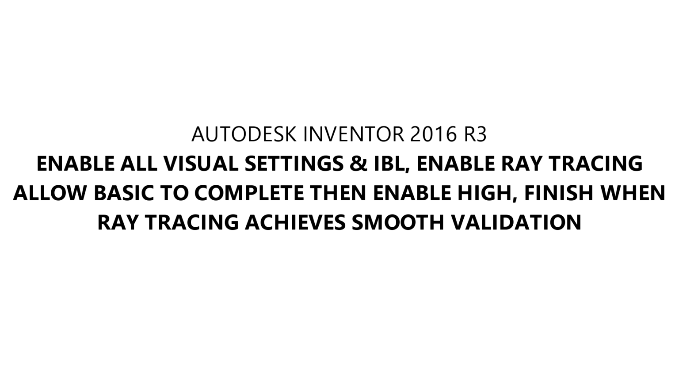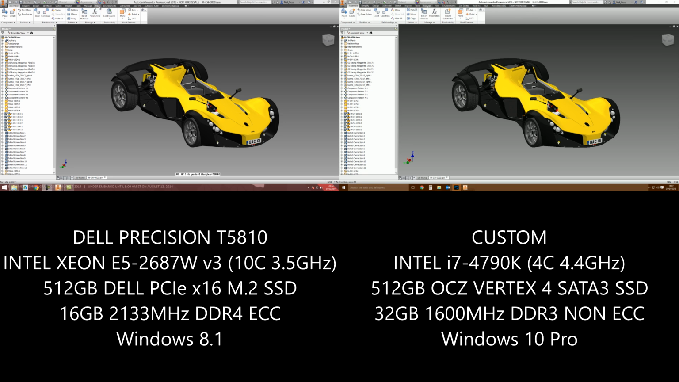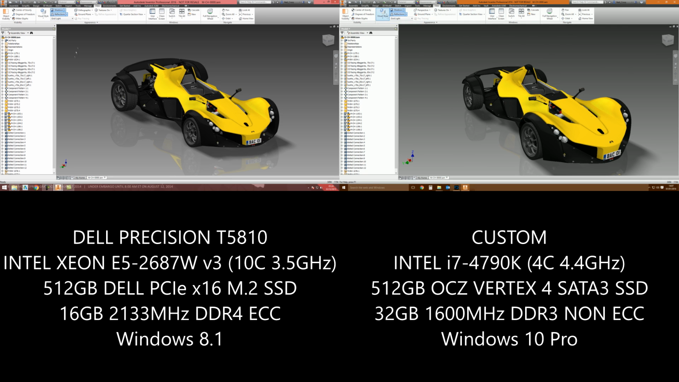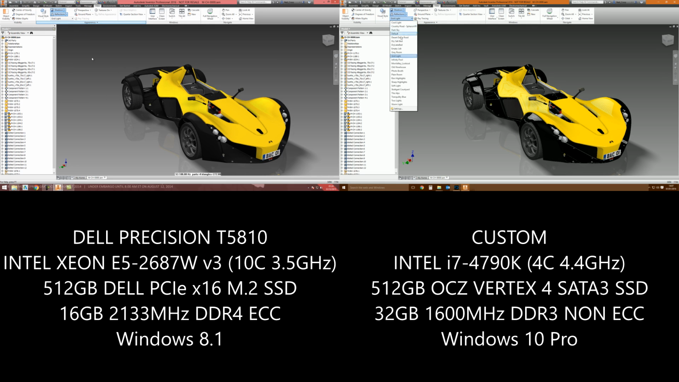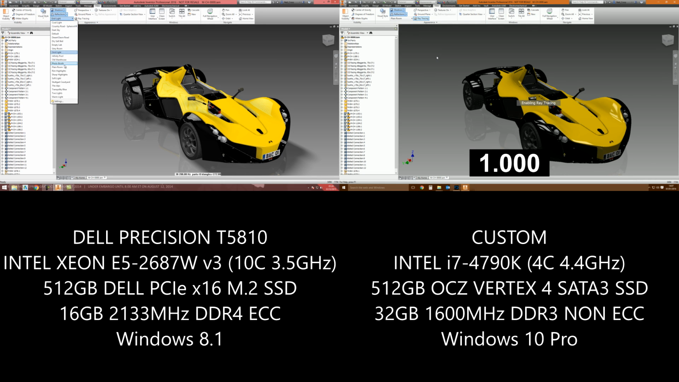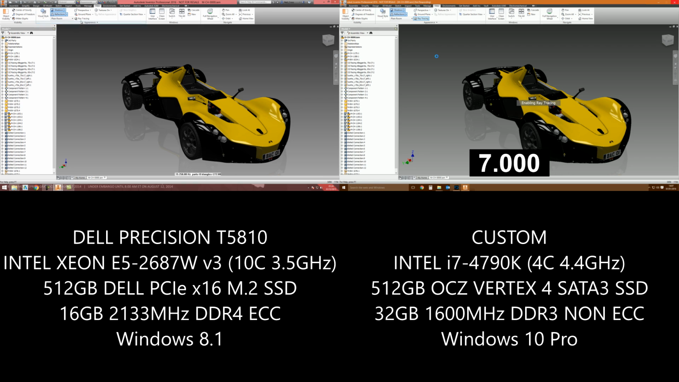And run the final test, benchmark number 5. This is enabling all visual settings within Inventor: turning on ray tracing, allowing basic ray tracing to complete, turning on high quality ray tracing, and then stopping the timer when they hit smooth. This is where, on paper, the Dell should storm it. All 10 cores at 3.5 GHz going balls to the wall on ray tracing should win it hands down.